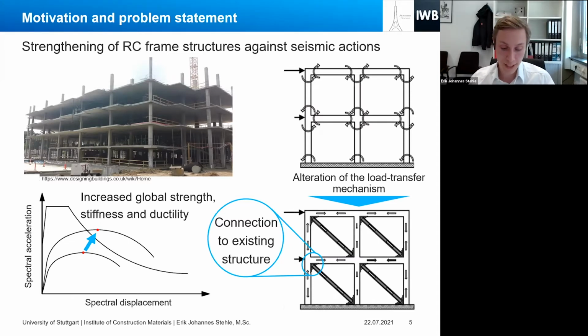So therefore, today I want to discuss such a direct fastening solution, where we use post-installed anchors to form such a connection. And I also want to discuss some of the challenges which arise when we want to design such a connection with post-installed anchors.